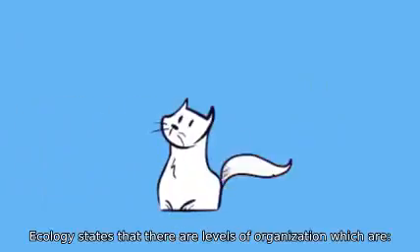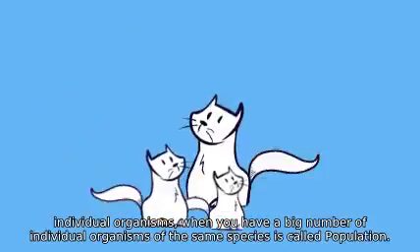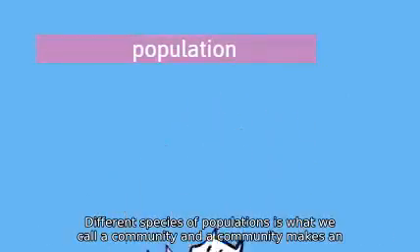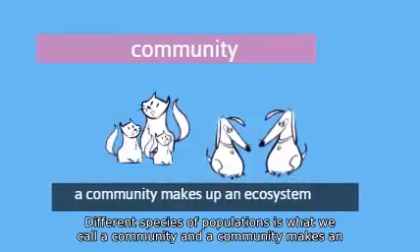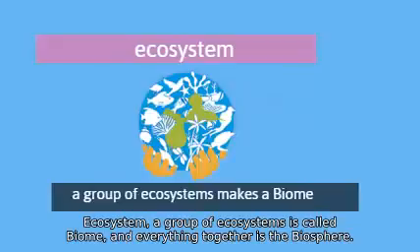Ecology states that there are levels of organization, which start with individual organisms. When you have a big number of individual organisms of the same species, it's called a population. Different species of populations is what we call a community, and a community makes an ecosystem. A group of ecosystems is called a biome, and everything together is the biosphere.